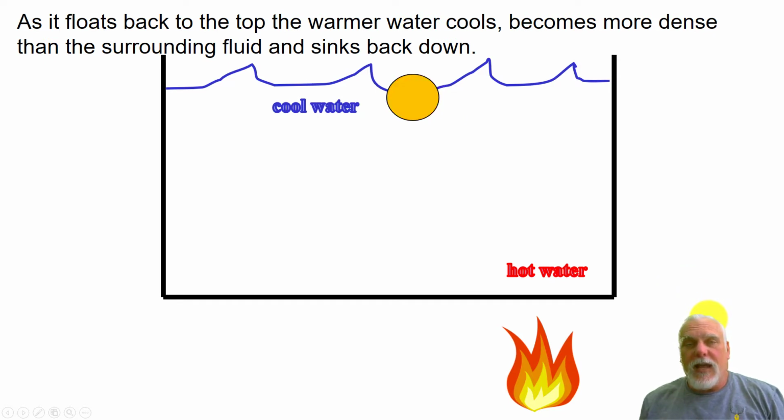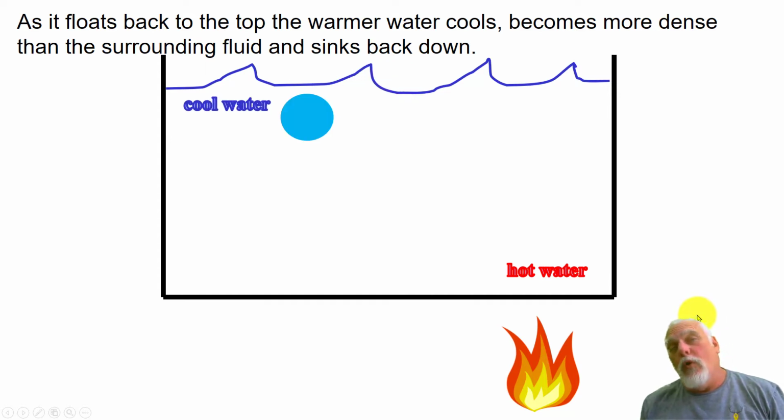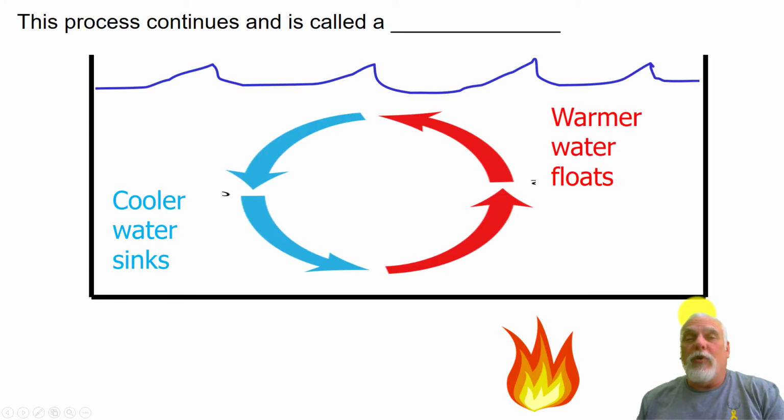As it gets to the top, what's going to happen? Well, as it gets to the top, that warm water is going to lose some energy. It's going to cool. It's going to become more dense, and then it's going to sink back down again. This process continues, and it's called a what? Well, we have warm water floating, goes up to the top of the surface, cools down and sinks. Cooler water sinks, warms up again, rises, cools down and sinks, so on and so forth. So it's some sort of a cycle. This is called a convection current.